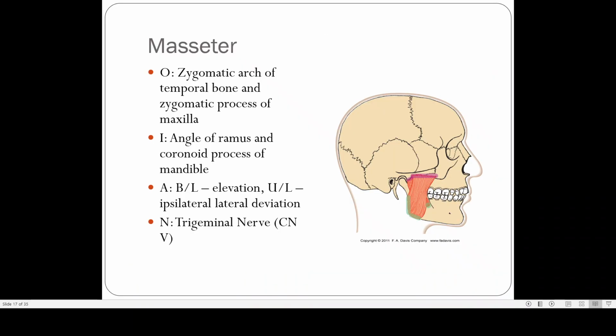Moving down to the masseter, this is going to originate on our zygomatic arch and zygomatic process of the temporal and maxillary bones, going down to the angle of the ramus and coronoid process of the mandible. So you can see it kind of like an X shape there. Bilaterally working together, they're going to elevate, whereas unilaterally they cause ipsilateral lateral deviation. This creates some of that fullness of your posterior cheek area. So again, if you clench your teeth and you're below your zygomatic arch, sort of on the posterior part of your jaw area, you're going to feel the masseter pop out on your fingers. And this is also trigeminal nerve, cranial nerve 5.